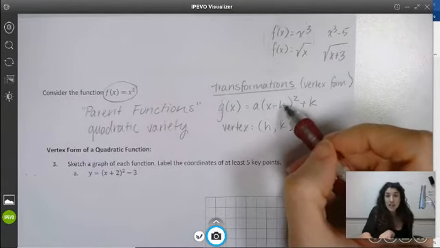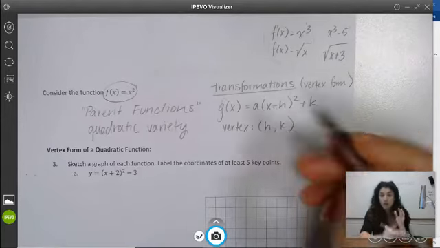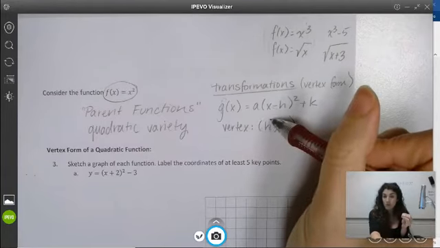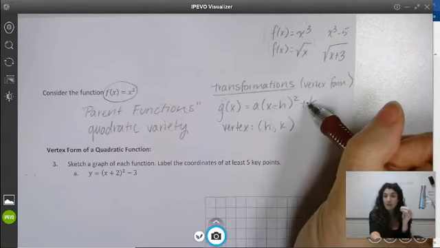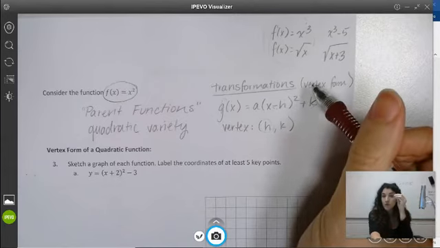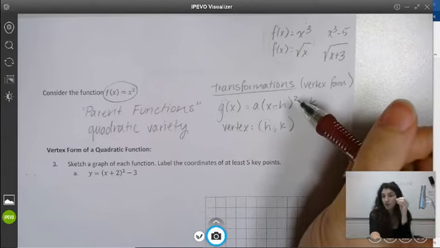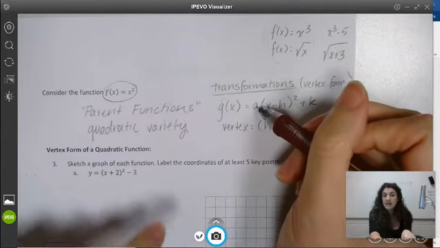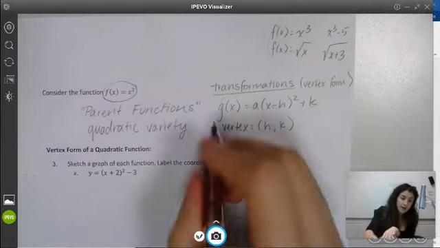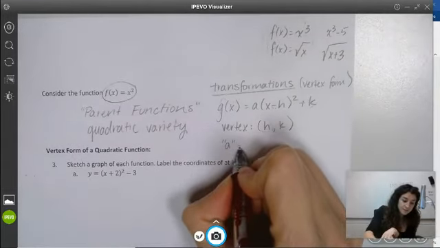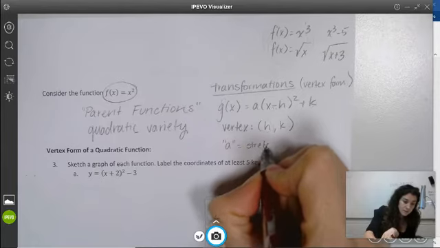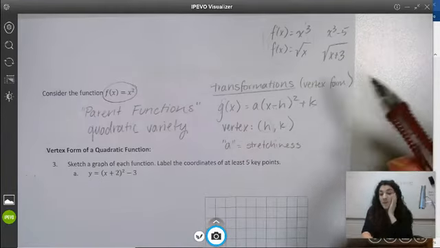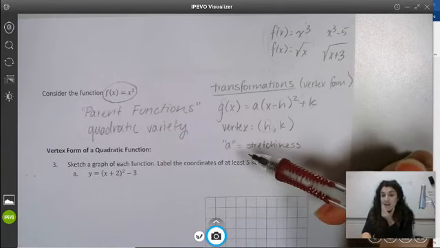Really what it means is that your h is your horizontal shift, right? We've moved our vertex from 0, 0 in a horizontal way, in some way, shape, or form. We've also moved all of our y values in a vertical way. So we've moved our origin up or down for our vertical movement for our vertex. And we've also moved it side to side. And then a is the stretchiness of your parabola.